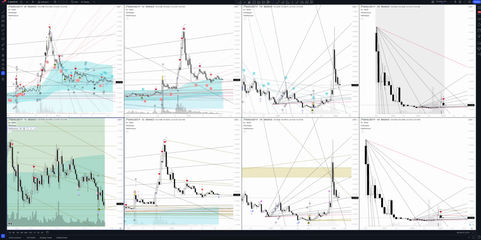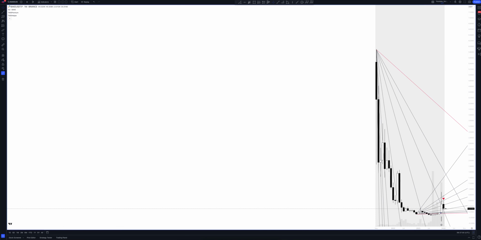Today we will take a look at BakeryToken cryptocurrency. Let's analyze the market situation and find out how you can make money on it. Let's start. We always start our analysis from the global market.